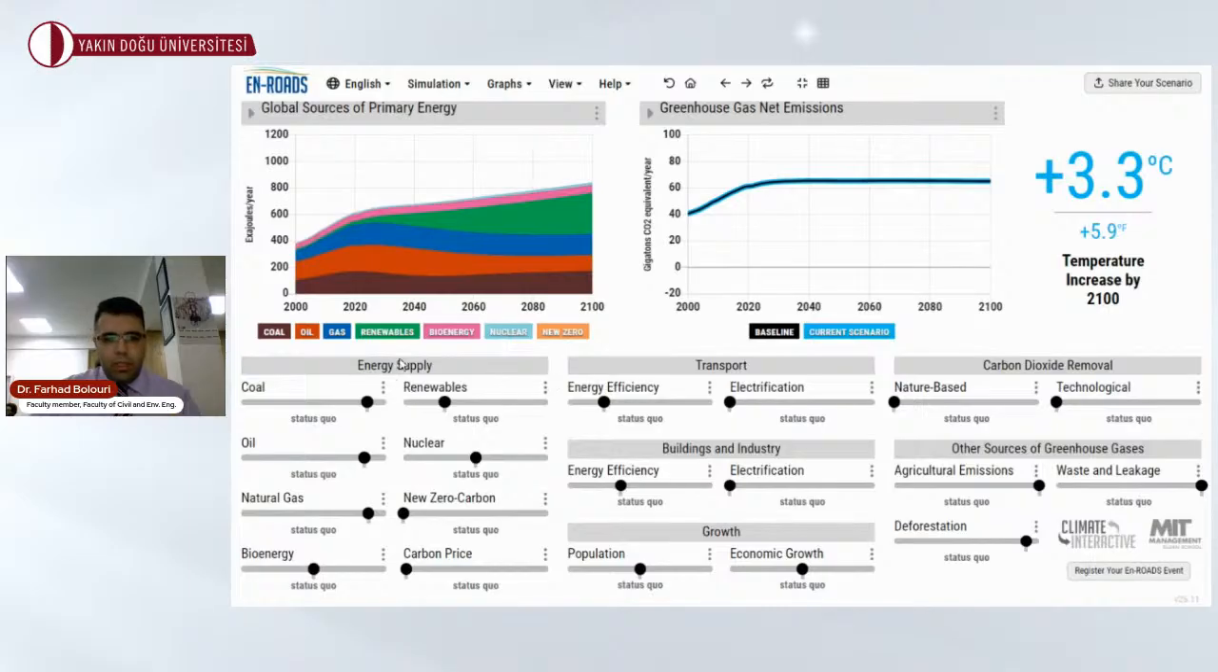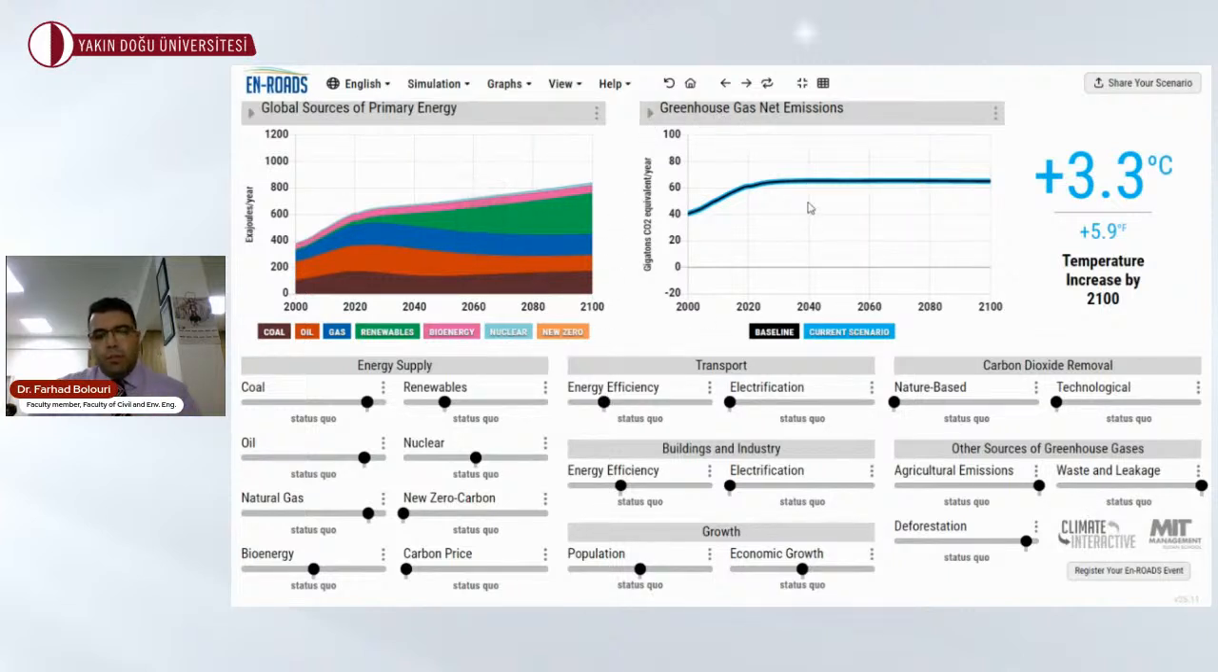Because of that, you see here everything about the energy supply. Even here, your transportation is about the energy. Your building industry is about the energy. This one is about the population and economic growth. Also here, carbon dioxide and the other things are related to carbon dioxide and energy.